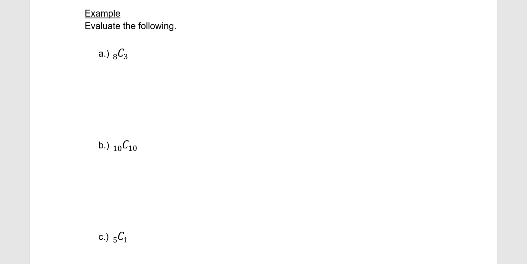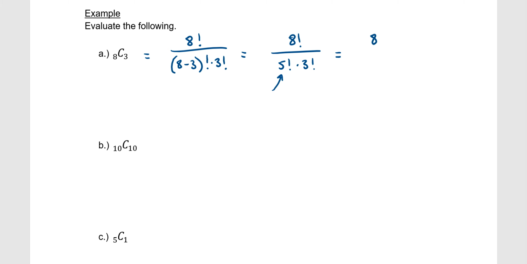So for the first one, we have 8 choose 3. Plugging in this formula, that's going to be 8 factorial divided by 8 minus 3 factorial times 3 factorial. We're going to have to simplify this a little bit. So that's going to be 8 factorial divided by 5 factorial times 3 factorial. It's a little bit messier than what we had before with permutations. But I'm going to do a similar thing to what we did before, and note that the 5 factorial in the denominator is the larger one, so I'm going to cancel that 5 factorial.